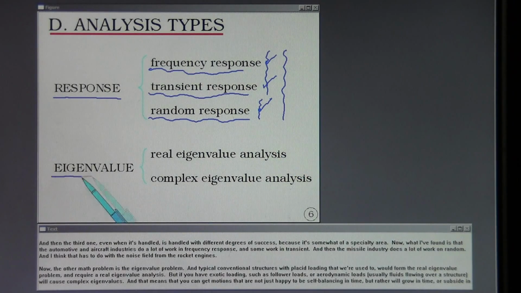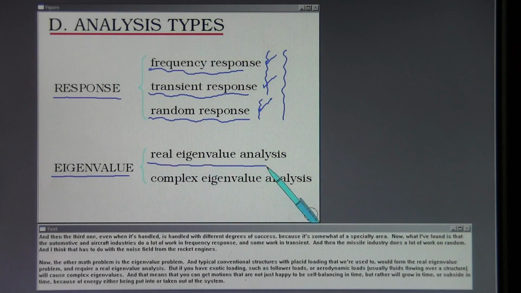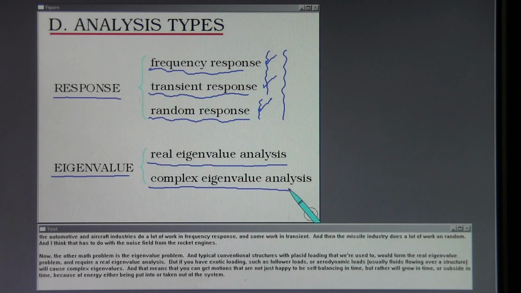Now the other math problem is the eigenvalue problem, and typical conventional structures with placid loading that we're used to would form the real eigenvalue problem and require a real eigenvalue analysis. But if you have exotic loading such as follower loads or aerodynamic loads, usually fluids flowing over a structure, that will cause complex eigenvalues, and that means that you can get motions that are not just happy to be self-balancing in time, but rather will grow in time or subside in time because of energy either being put into or taken out of the system.